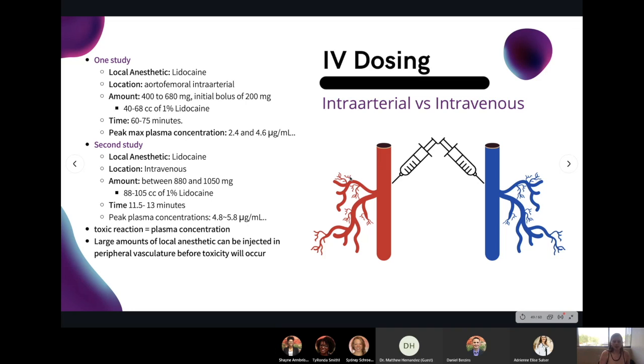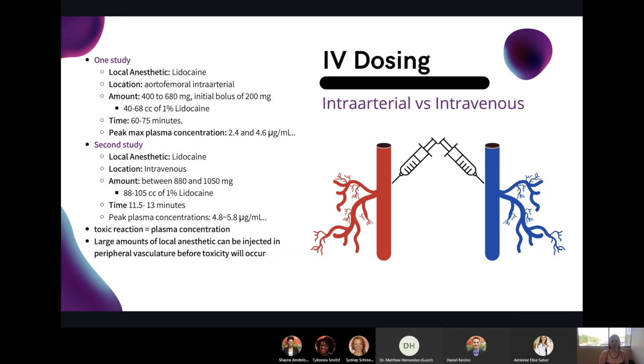One study observed aortofemoral intraarterial lidocaine. 400 to 680 milligrams of lidocaine was given over 60 to 75 minutes. The initial bolus amount was 200 milligrams. This is a relatively long time to administer local anesthetic. They found that their peak max plasma concentration was between 2.4 and 4.6 micrograms per milliliter. And remember, above 5 micrograms per milliliter is when you start seeing toxicity reactions.